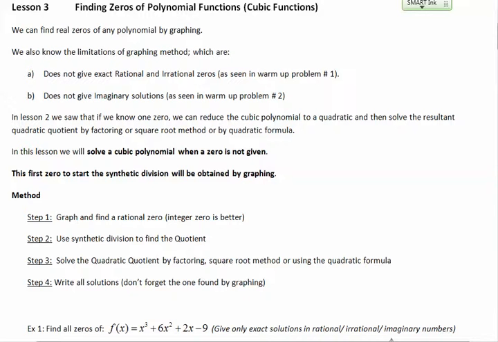All right, so we are on Unit 4, Lesson 3, and this is called Finding the Zeros of Polynomial Functions, and these are going to be cubic functions today. Cubic means my degree, or my highest exponent on an x, is going to be what? 3, right? So these are going to be functions with a degree of 3.